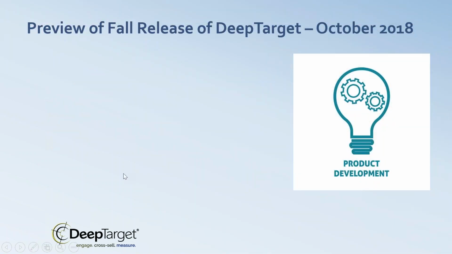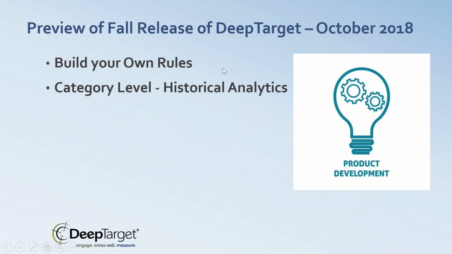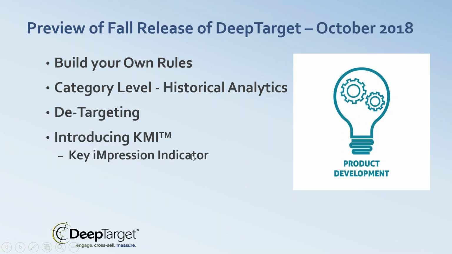All right, so on to the fall release that's coming up here. Some great stuff that's coming in October. Build Your Own Rules is a big component, and we're excited about that, right, Helen? We are really excited about that. She can't wait. Category level historical analytics, which we're all excited about, and everyone we previewed it with is excited. Many of you have heard about the DeTargeting we've talked about now for months. Well, it's coming to life. And then finally, we're going to have a new KPI, key performance indicator, called the KMI, a key impression indicator that I think you're going to be really excited about. So we'll talk about that as well.